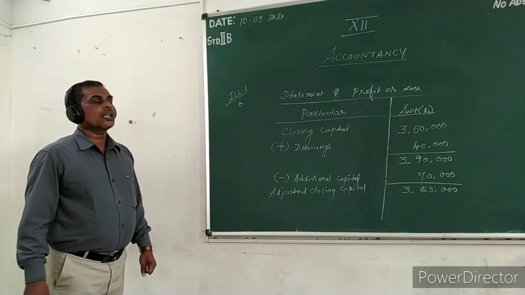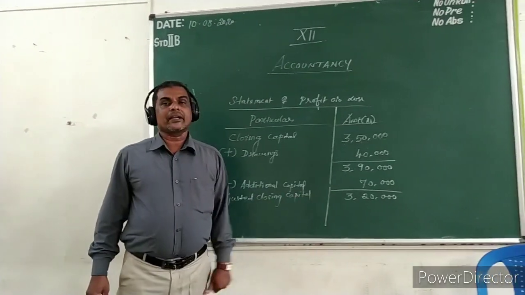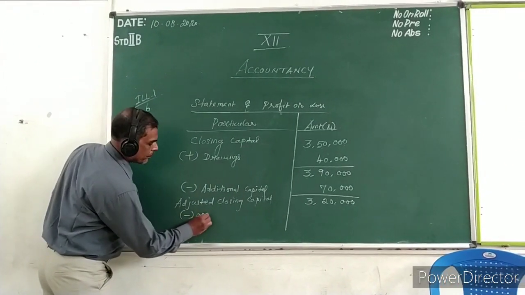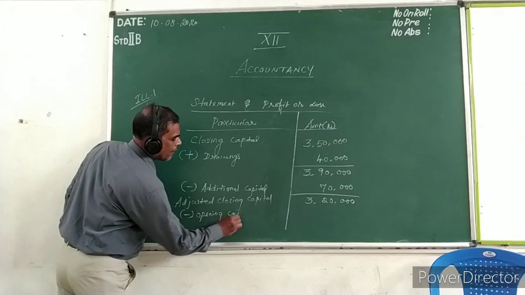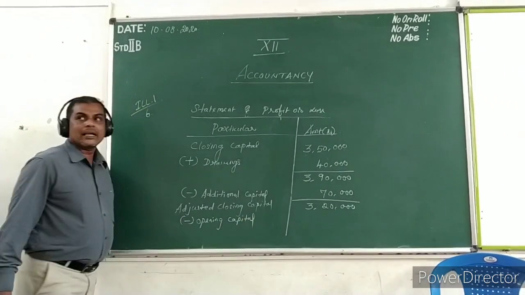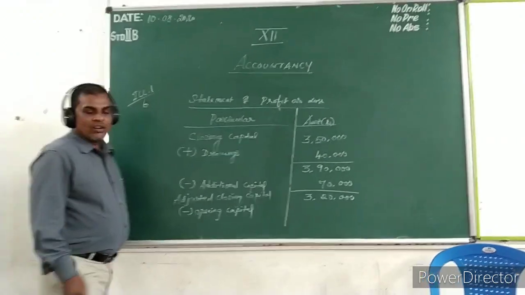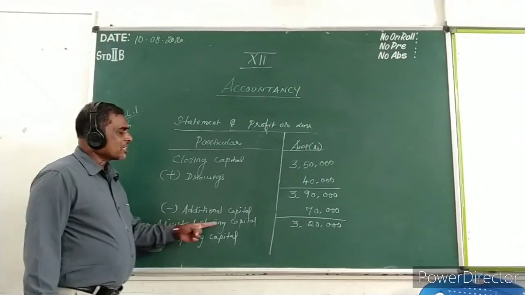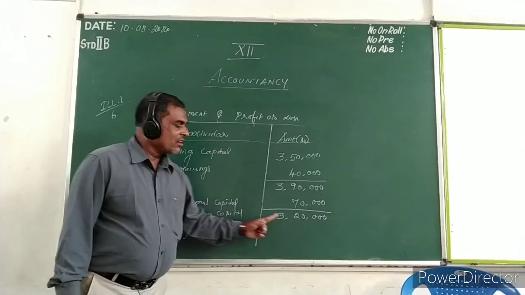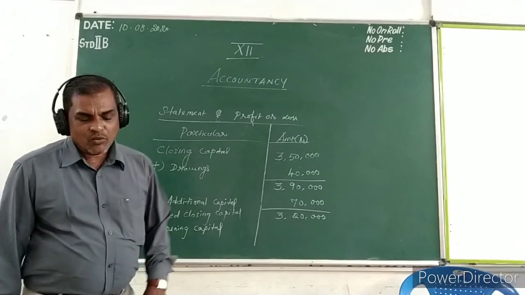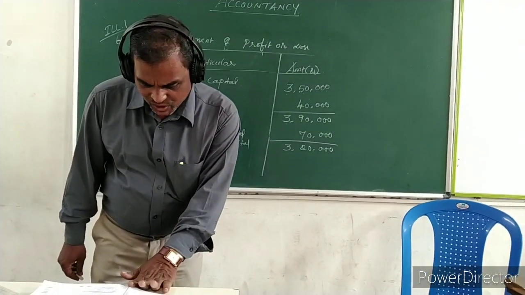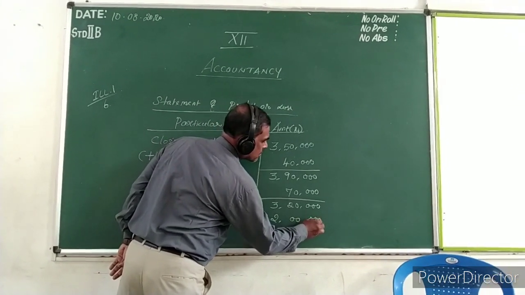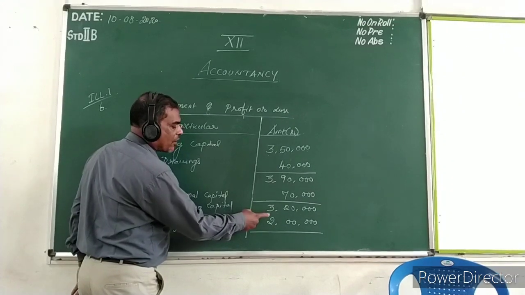Adjusted closing capital. From the adjusted closing capital, we have to deduct the opening capital. Less opening capital or capital at the beginning. Both are same. What is the opening capital? So the adjusted closing capital is rupees 3,20,000. From this we have to deduct the opening capital. What is the opening capital value? Capital at the beginning is rupees 2 lakhs. So from 3,20,000 we have to deduct rupees 2 lakhs.